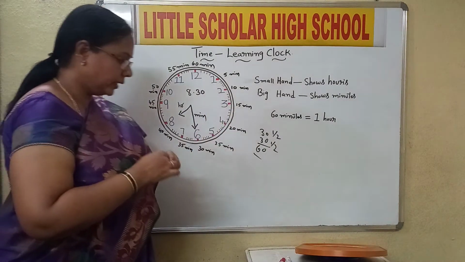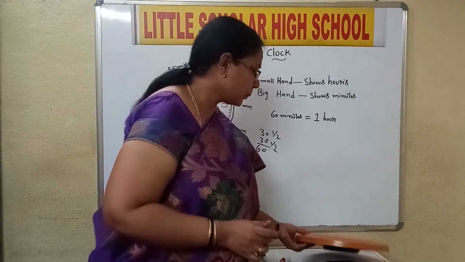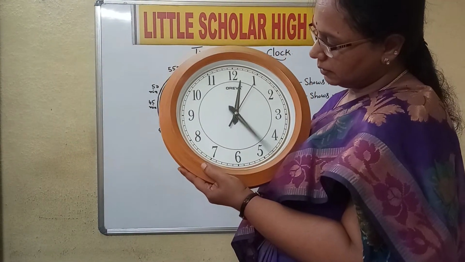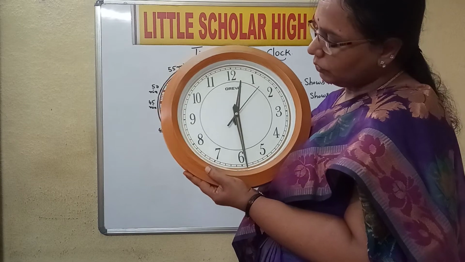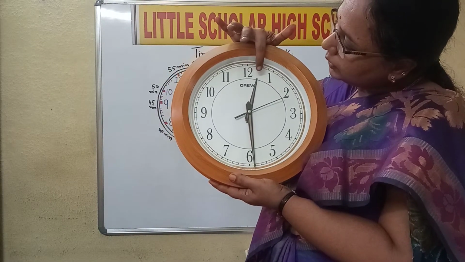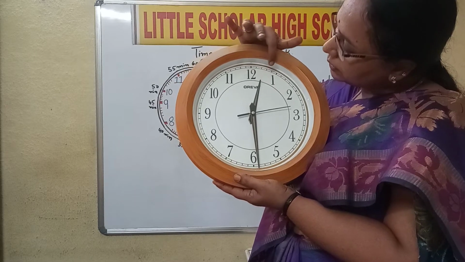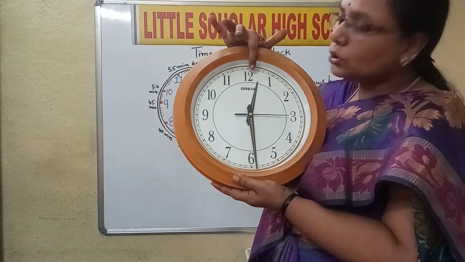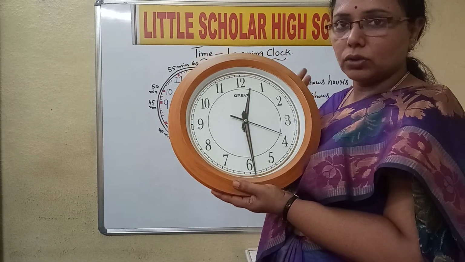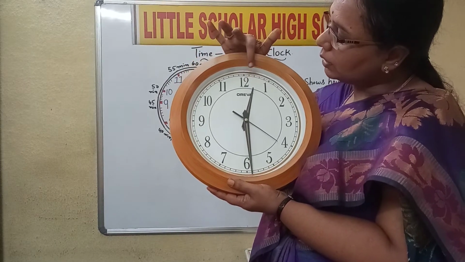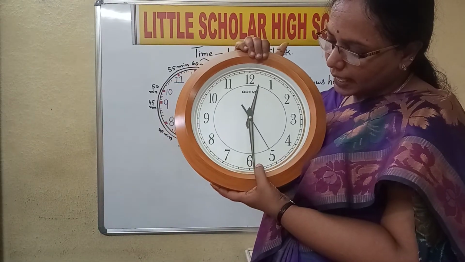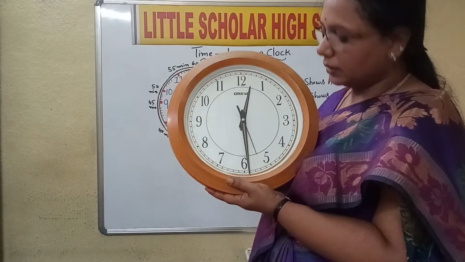Now let us do this. See, where is the small hand? The small hand is on 12. Even though it has moved a little and is still coming towards 1, it is not exactly on 1. It is 12. So the small hand is on 12 and the big hand is on 6.